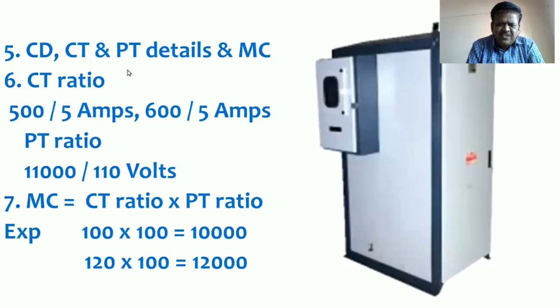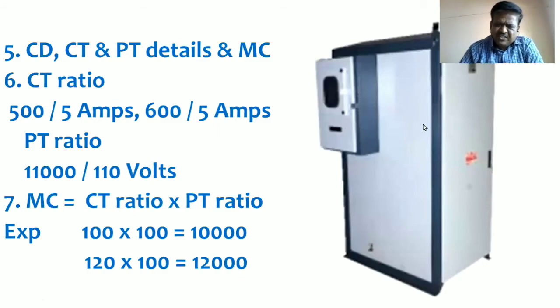But these are not measuring instruments. These devices help a low range voltmeter and ammeter to measure high current and high voltage at the HT side. That's all. The procedure of how to use the CT and PT to measure this high current and high voltage using a low range ammeter and voltmeter will be explained during the next training program.